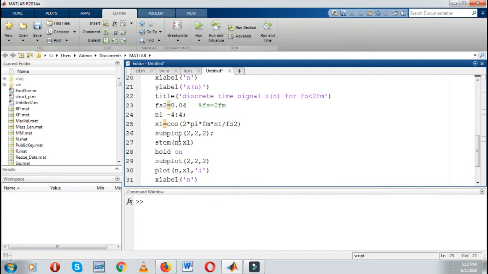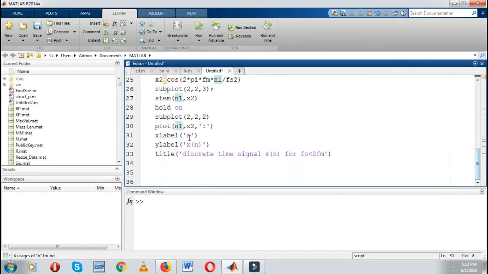Here I have to change fs2. Again here I have to change 2 to 3. Again here I have to change n1, here x2. Okay, again hold on, again here I have to write x2, here n1. Okay, here I will write n1.